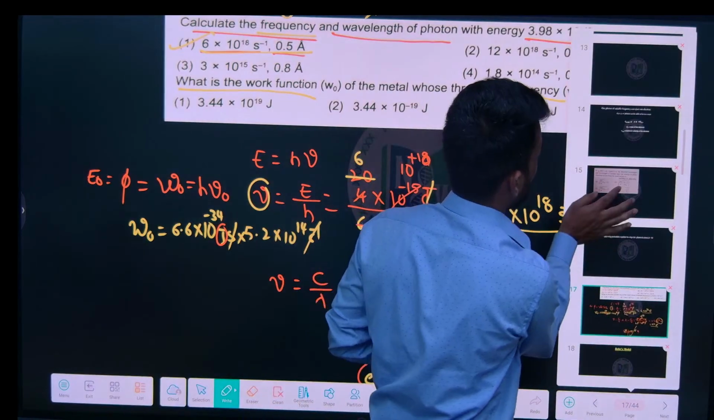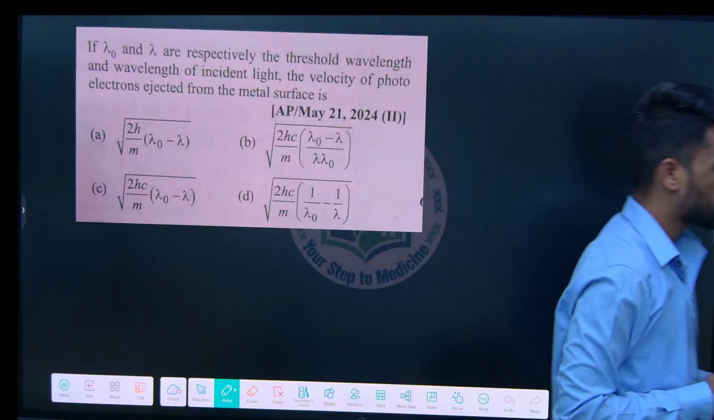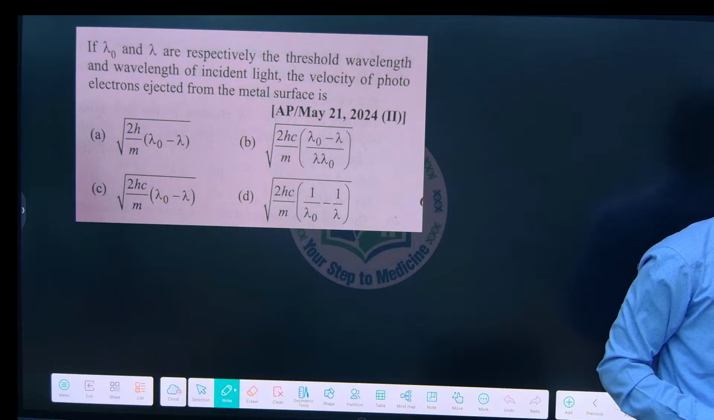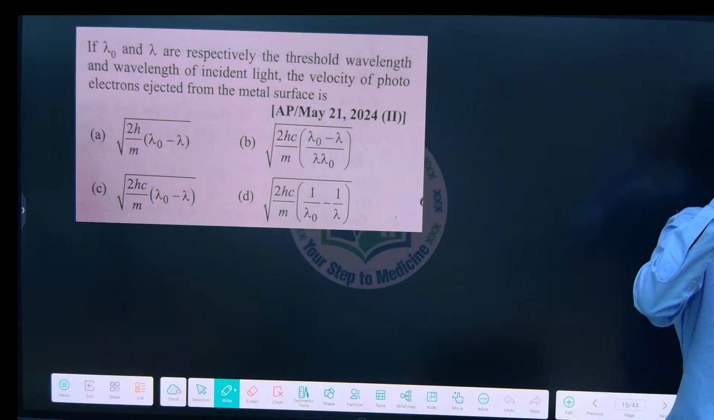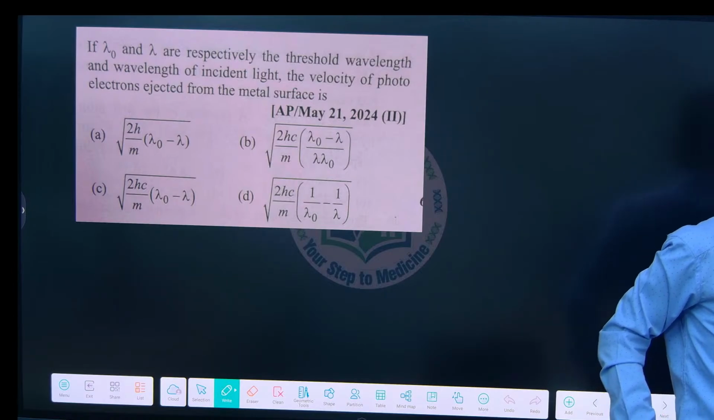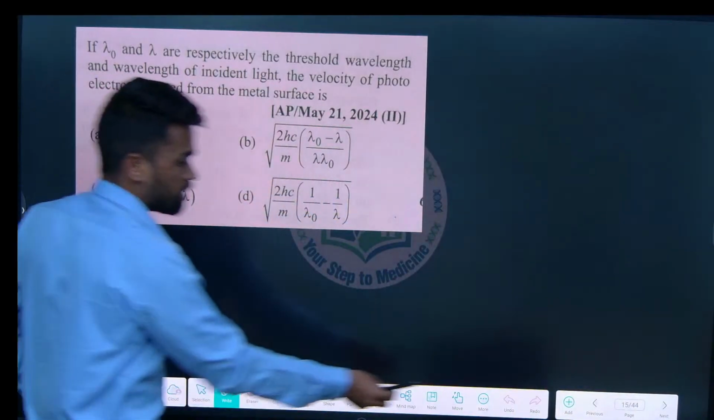a little more tricky one. The question here we have, try to get the answer for this. B. How can you say that it is B? C by lambda we have. Yes, B is the correct answer.